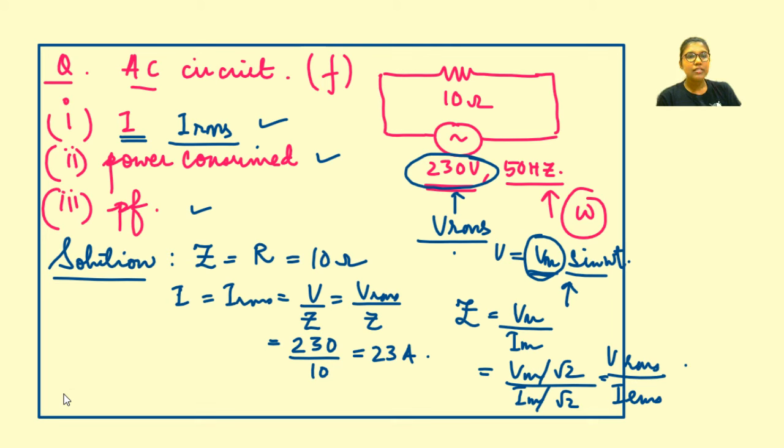This phi is 0 degrees. So what will be power factor? The power factor is the cosine of the angle between the voltage and current. So it is cos phi, which is equal to cos 0. Cos 0 is 1. So power factor is 1.